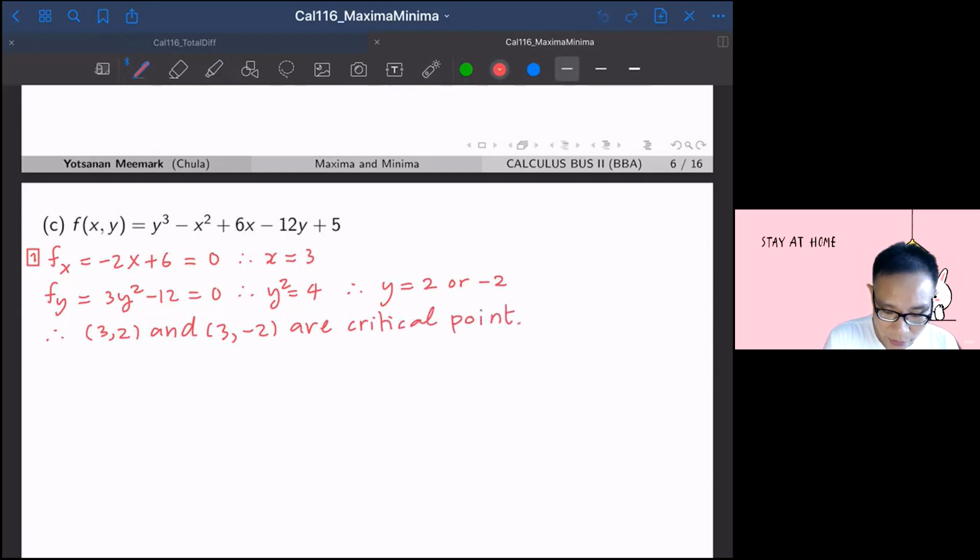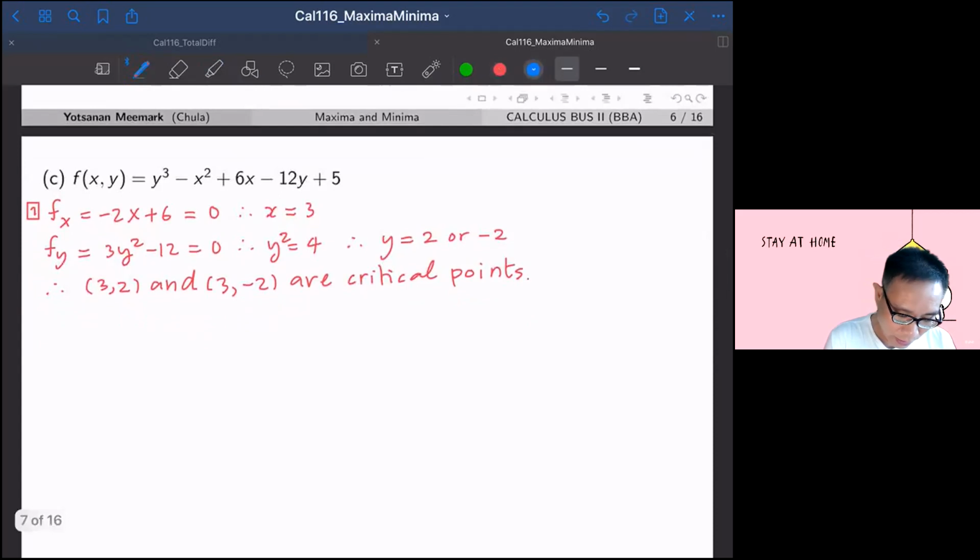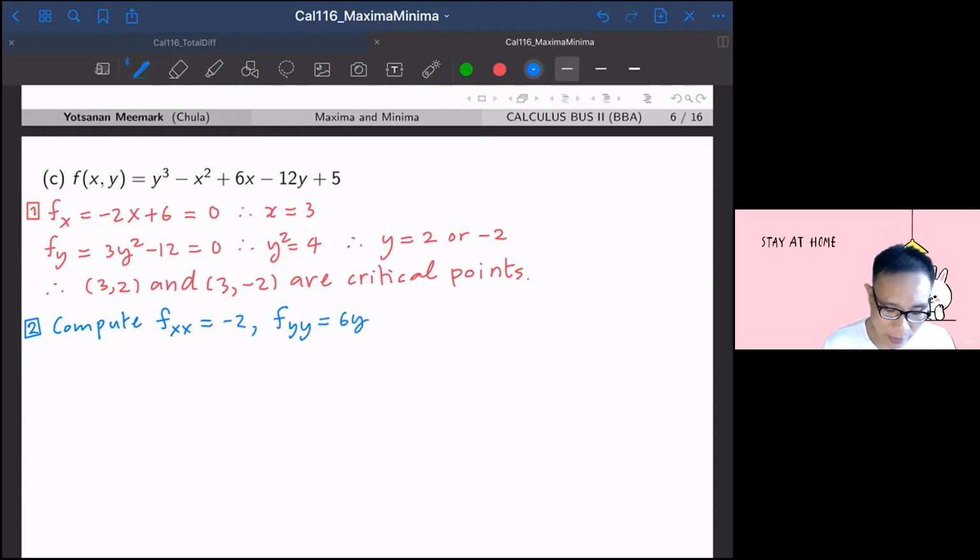Okay, so in this case you have 2 critical points. That's our first step. The second step: we're going to compute fxx, so you get negative 2, and fyy, so you get 6y. And fxy turned out to be 0.